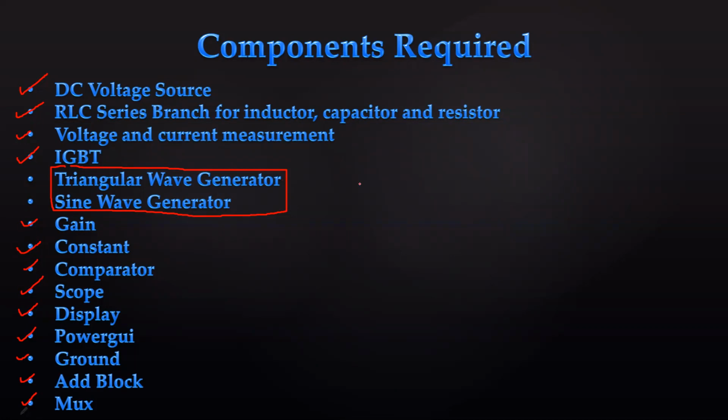So how will this work? We have two different wave generators. The first one is the triangular wave generator, and the second one is the sine wave or sinusoidal wave generator. The first one is our carrier wave, the triangular wave. We fix this at a particular high frequency in kilohertz, for example 10 kilohertz. This sine wave generator is our modulating frequency, which would be 50 hertz, the power frequency that we need as the output. So the basic concept of this is a triangular wave.